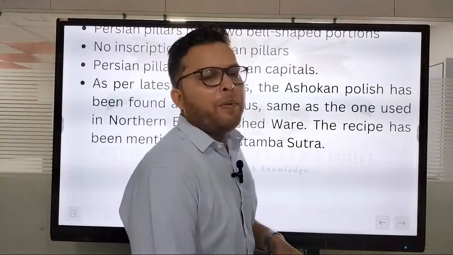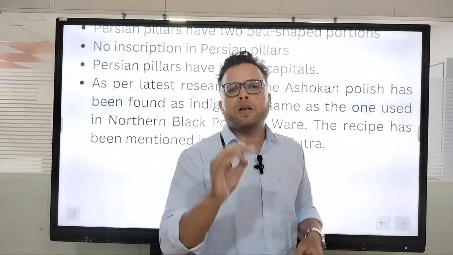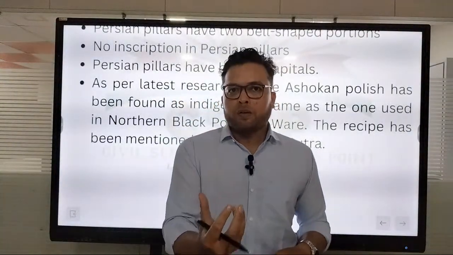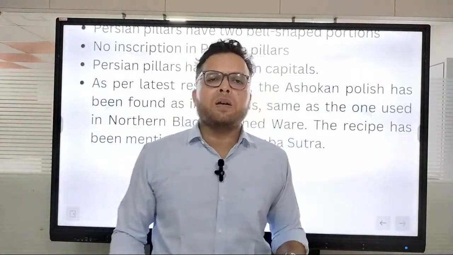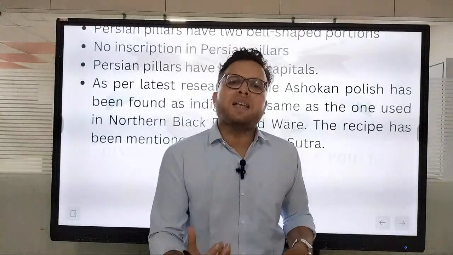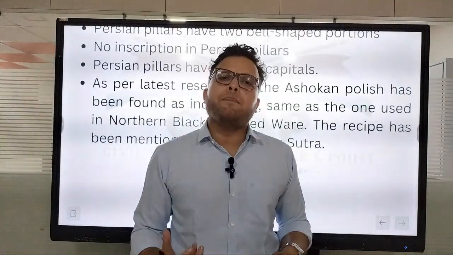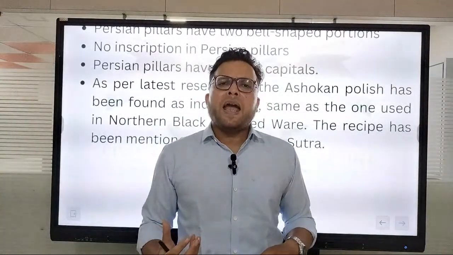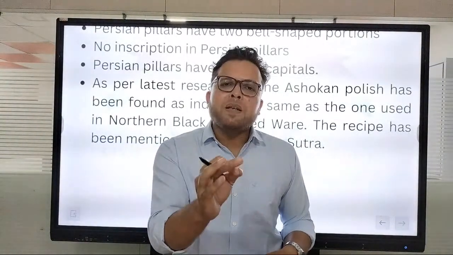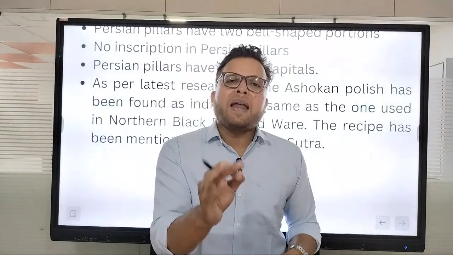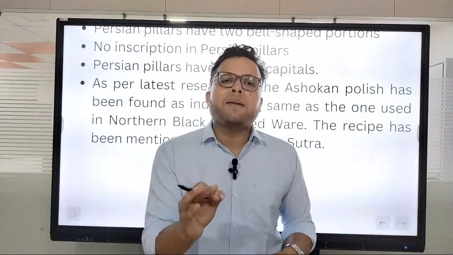And on top of it, if we talk about the glossy polish, which is present in Mauryan art, in Ashokan pillars as well as in Persian pillars. That glossy polish, as per the latest researches, many researches have been done, it has been found that this polish is the same which has been used in Northern NBPW, that is, Northern Black Polished Ware.